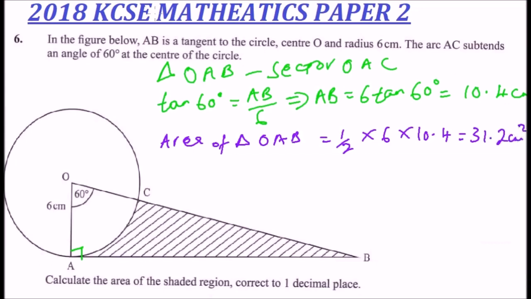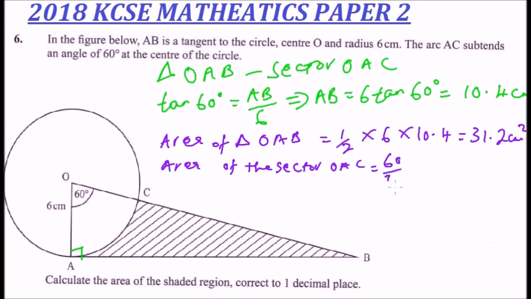Then we look for the area of the sector. Area of the sector OAC is equal to, we use the angle 60.